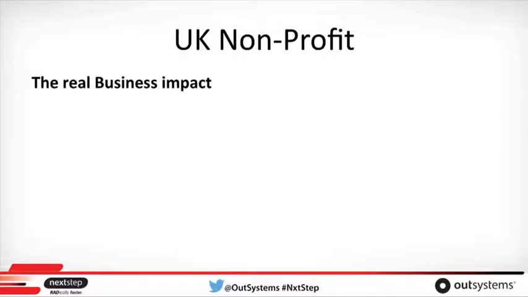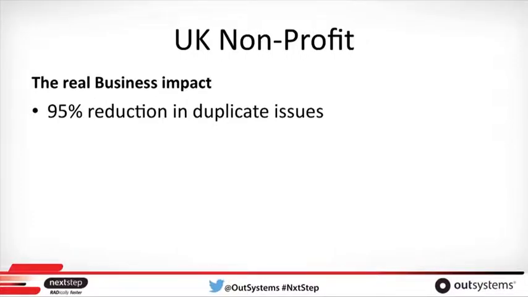In terms of actual business impact, what they noticed is that they had a 95% reduction in duplicated issues. Because what would happen is that people wouldn't know that someone else had already reported the issue, so they would just be reporting the issue that they had. So it was not something that IT didn't already know at the time.